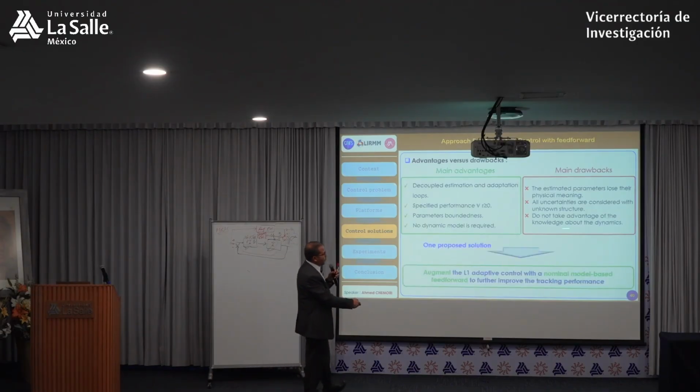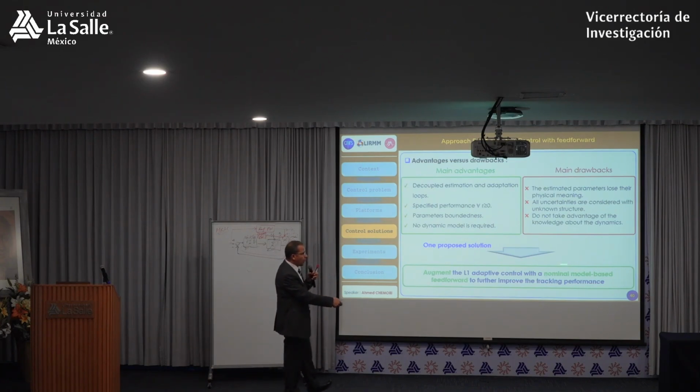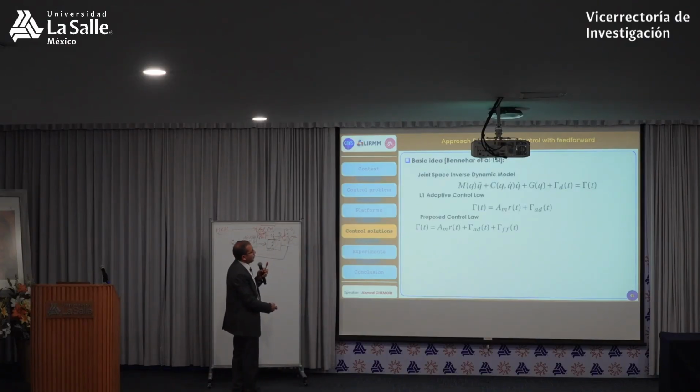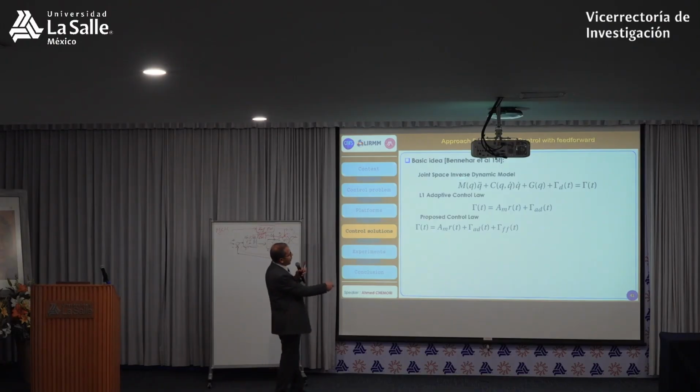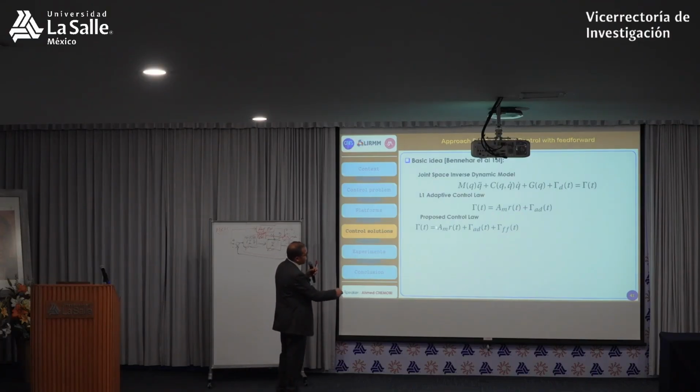And it does not take advantage of the knowledge of the dynamics. So if you have a good dynamic model, why don't you use it? We can use a dynamic model. This is why we propose to augment the L1 adaptive control with a model of the system, a feed-forward model. This is the dynamic model of the robot, and this is the control input, and this is the control law that we propose. So this is the L1 adaptive control with two terms, the feedback one and the adaptive one, but we add a feed-forward term here.